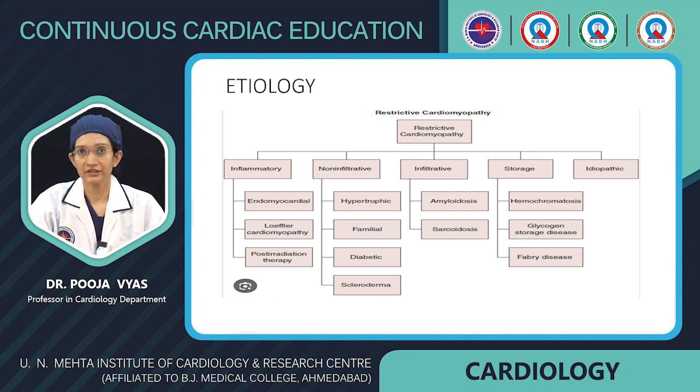In the infiltrative group, there are two diseases: amyloidosis and sarcoidosis. Under the group of storage disorders, there will be hemochromatosis, glycogen storage disease, and Fabry's disease. And the last group is idiopathic restrictive cardiomyopathy, where we can't find any cause.